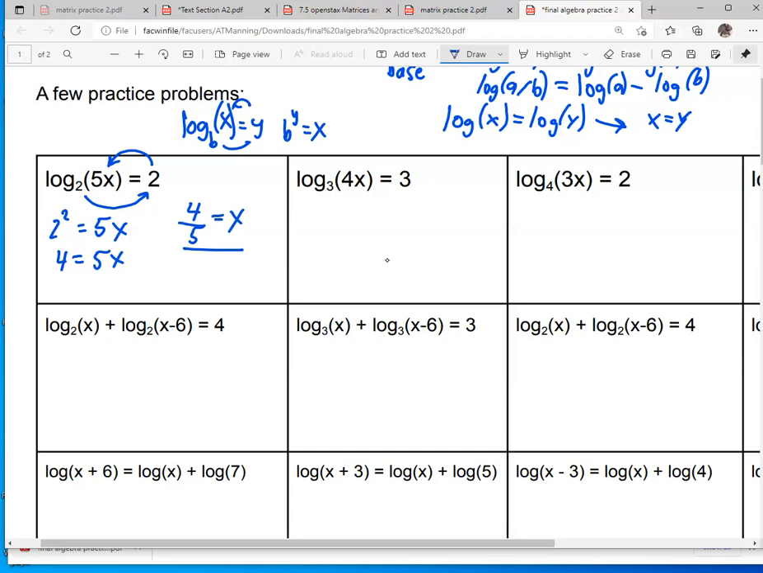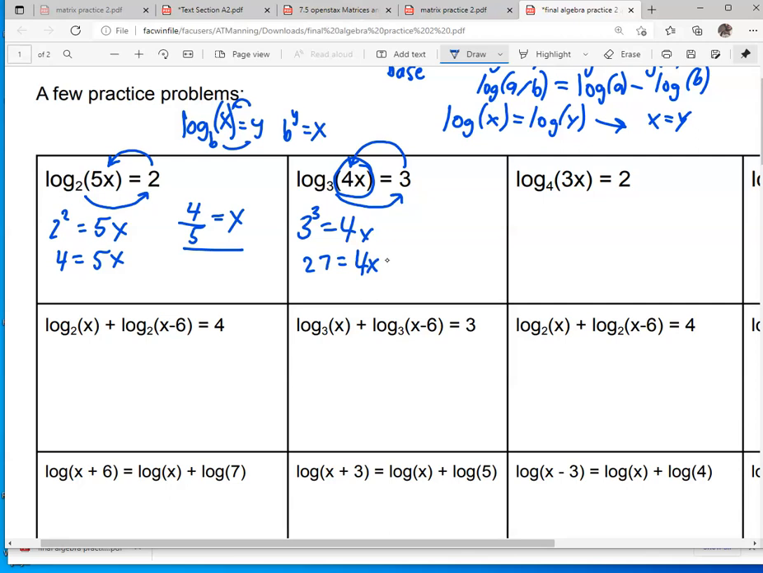All these on this row are the same type of problem. I see a problem like this, log base 3, and I right away think 3 cubed equals 4x. The base to that number is equal to what's inside of the parentheses. 3 cubed equals 4x. 3 times 3 times 3. 3 times 3 is 9, times another 3 is 27. So 27 equals 4x.